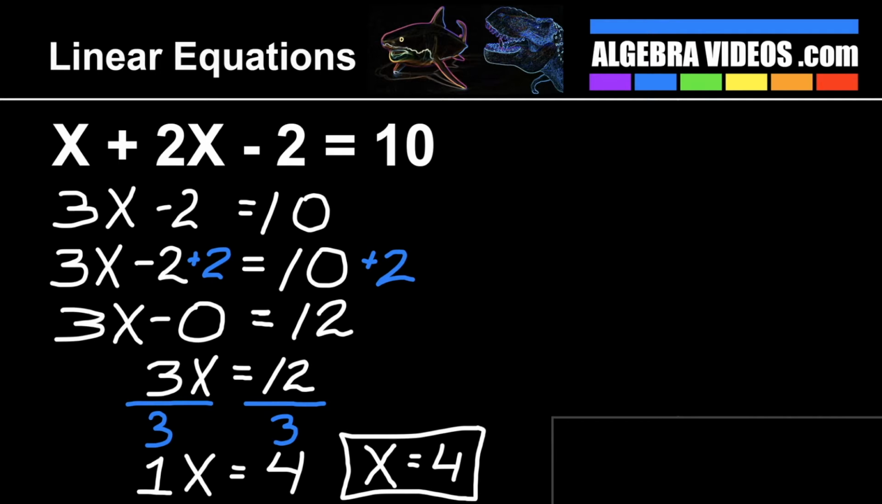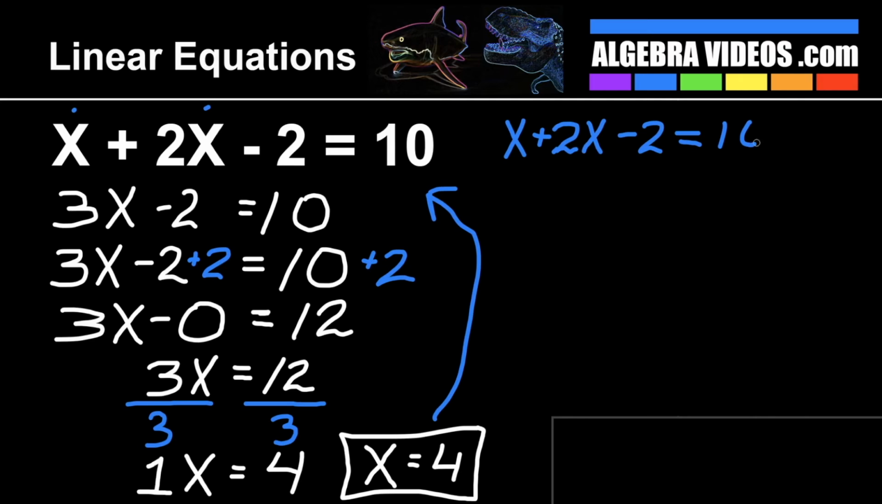But I just want to let you know we can check it and make sure that's the right answer. The way you would check it is you plug that x equals 4 back into the original problem. And wherever there's an x, you would just put in the number 4 and see if everything works. So let's do that. I'm just going to rewrite the original problem. This is optional, but it's just a way to make sure you didn't make a mistake. You can be confident that you got the right answer on your quiz. So x plus 2x minus 2 equals 10.